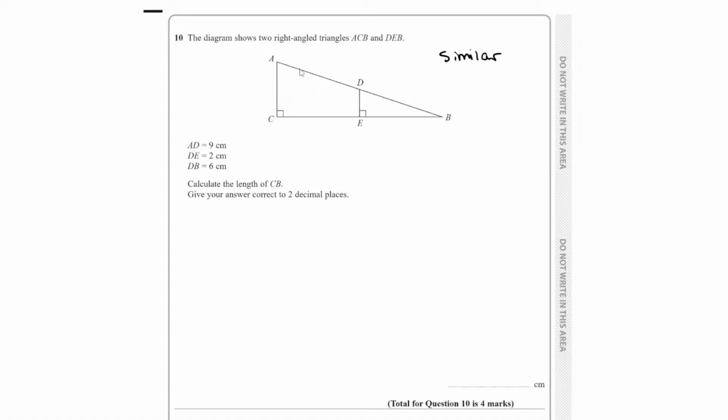So what have we got? We've got AD is 9, so just that bit. DE, what's that here, is 2, and DB is 6. So I want to basically work out the scale factor. Now I've been given enough information to work out, obviously I've got DB, but also I could find the side AB. So don't just use the 9 because the 9 isn't a whole side, is it? It's just part of a side. So AB is 9 plus 6, which is 15. So the whole side, AB is 15.